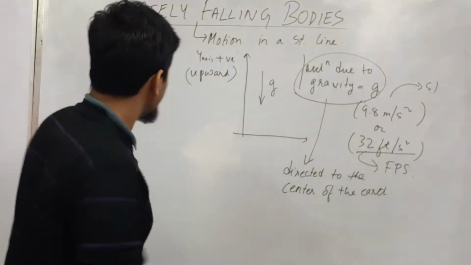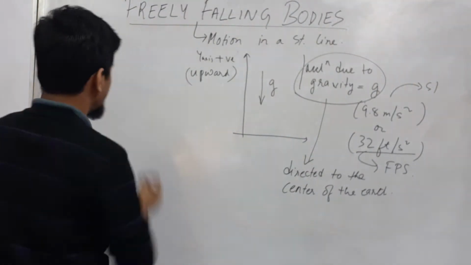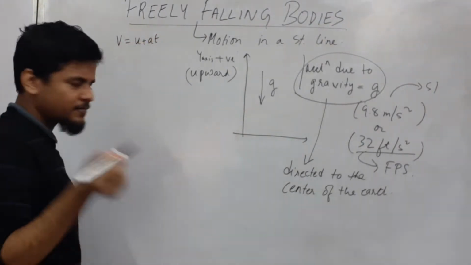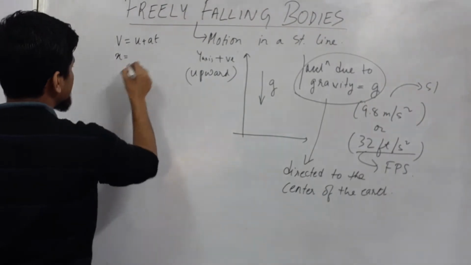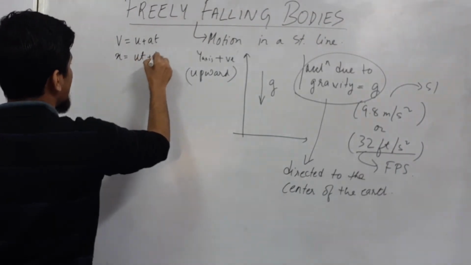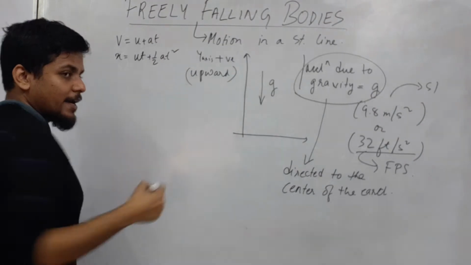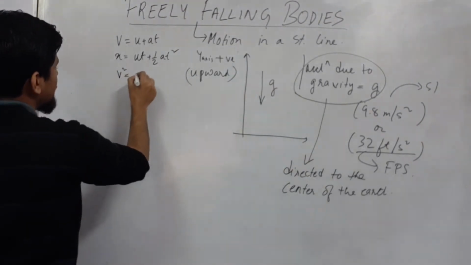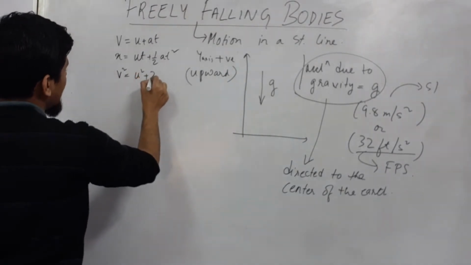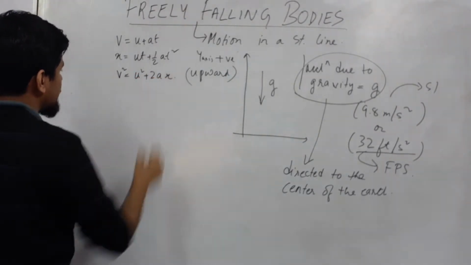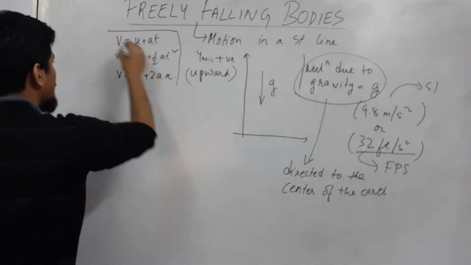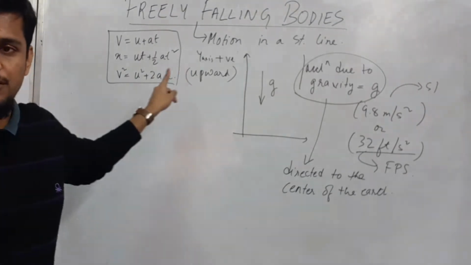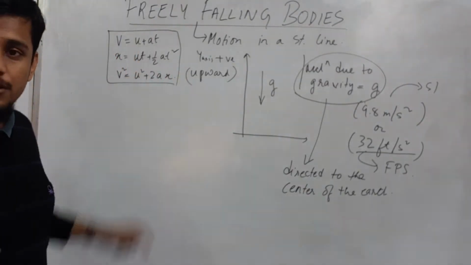Now we already know that the equations of motion are given by v is equal to u plus at, then x is equal to ut plus half of at square, and then we have another equation of motion, which is that v square is equal to u square plus twice of ax. So these are the three equations of motion. Now for a freely falling body, these equations change a little bit.